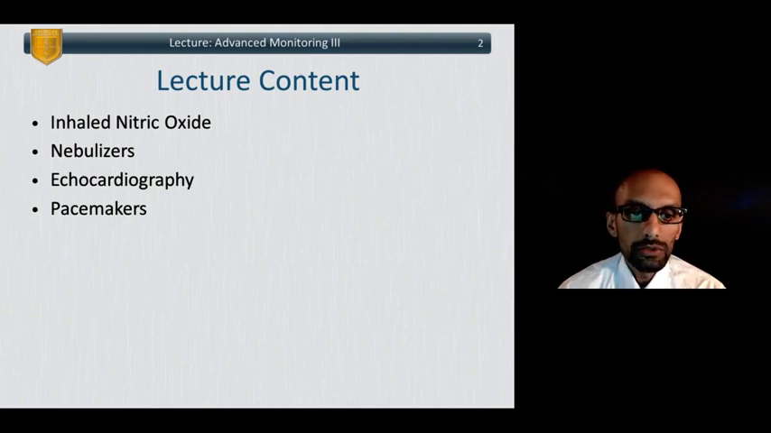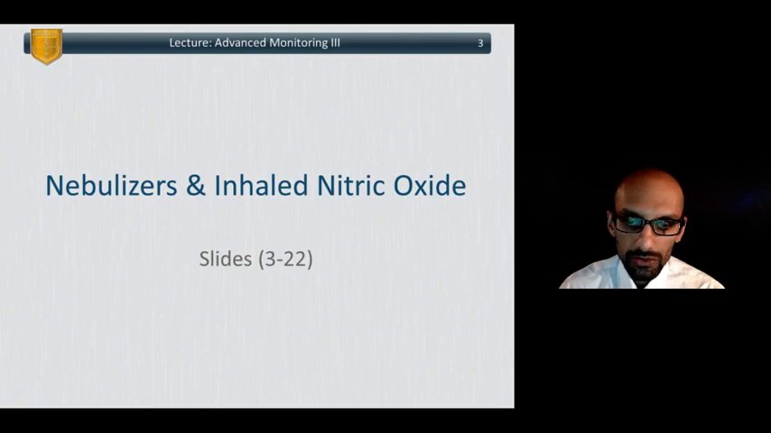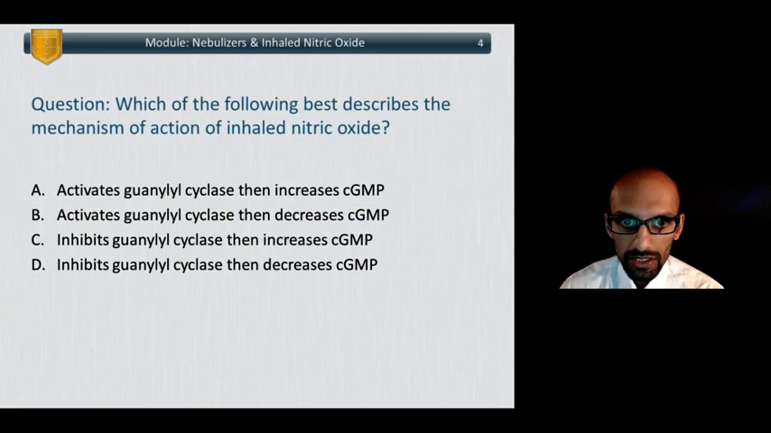I don't know why you wouldn't include nebulizers within breathing systems of the part 1 exam. I don't know why it's specific to the advanced content outline. Furthermore, defibrillators show up in the part 1 basic exam. Pacemakers show up in the advanced exam. Go figure. So anyway, let's jump into nebulizers and inhaled nitric oxide.